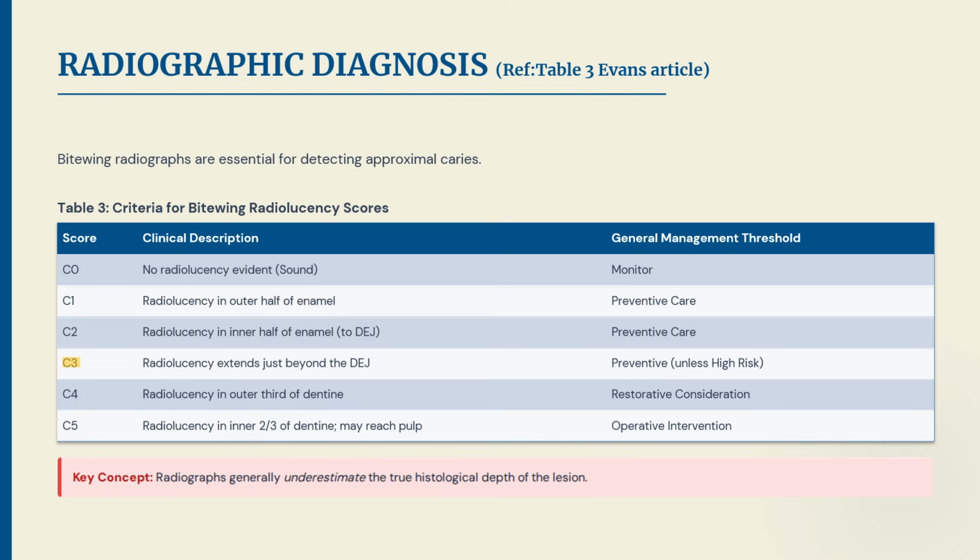Now C5, here you're seeing radiolucency in the inner two-thirds of dentine and it may reach the pulp. So basically it's very close to the pulp. That's when you need to do the operative intervention. So you have to explore, remove the caries and then do the filling.